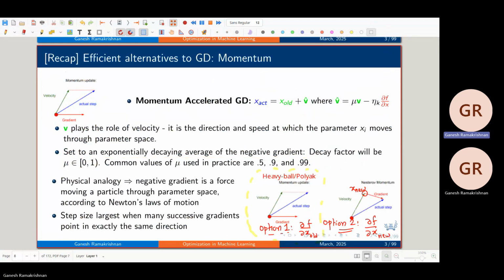Now we said that there are two variants, and this is very much concluded. We said there are two variants. One is option 1, when you are obtaining the gradient with respect to the old iterate, and the second is when you're looking at the gradient with respect to the new iterate.